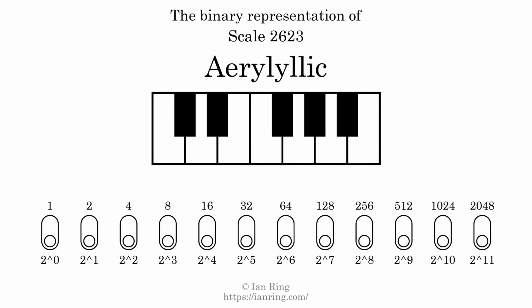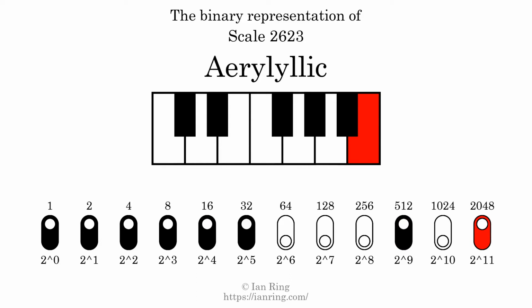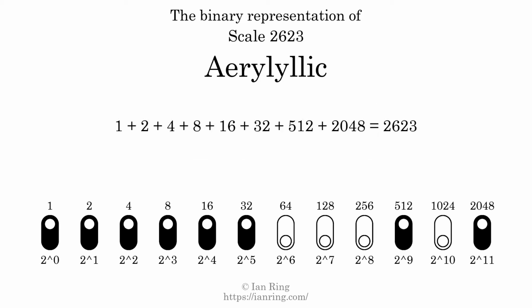The binary representation of this scale is determined by mapping tones of the scale to binary digits. Each binary digit represents a power of 2. To get the scale number, we add the powers of 2 together. The powers of 2 that are present in the scale, all added together, equals 2623.